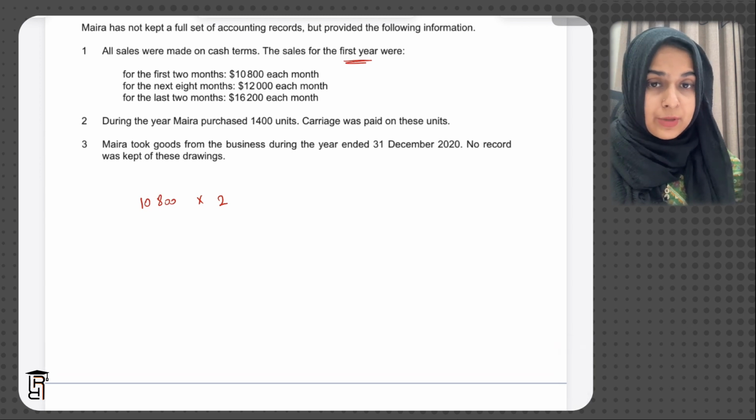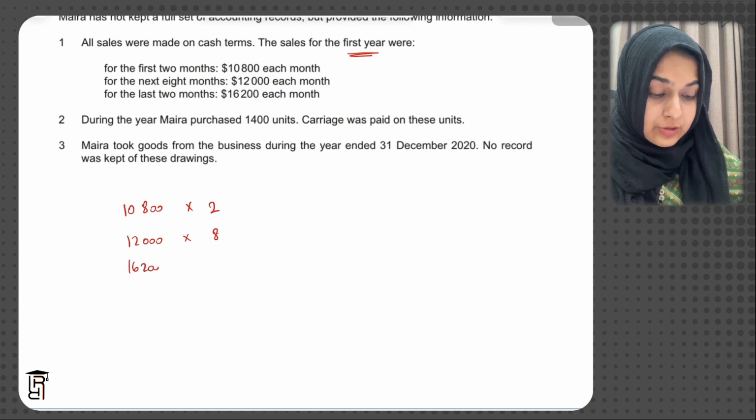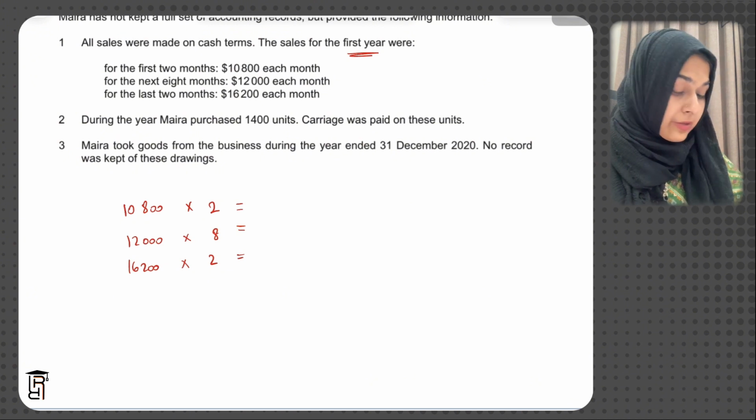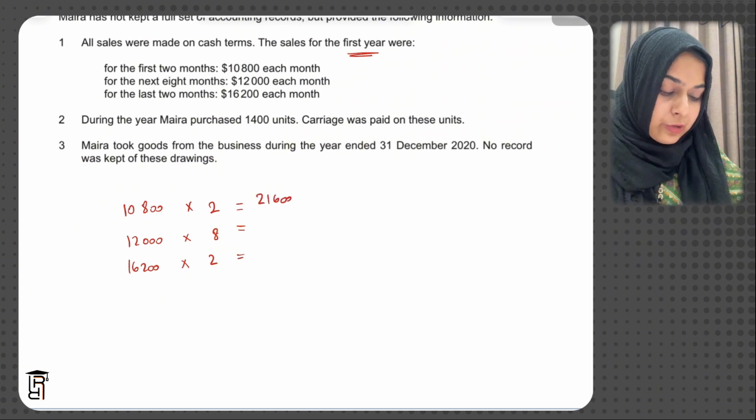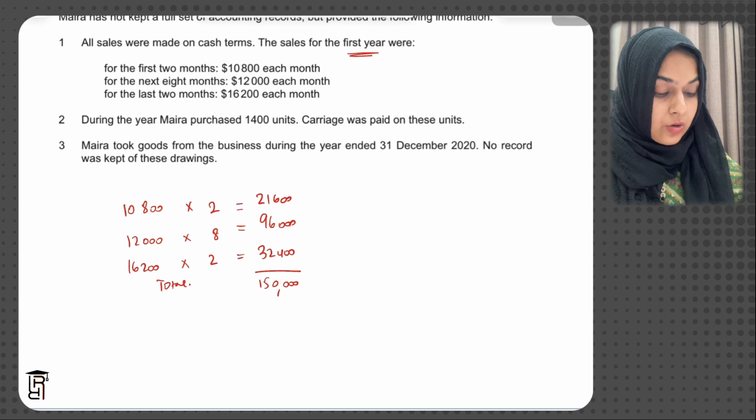The first value in the income statement is revenue. So you write here 10,800 multiplied by 2. Also 12,000 for the next 8 months. So 12,000 multiplied by 8, and 16,200 multiplied by 2. So you get here 3 values for revenue for this year. The first value here will be 21,600. The second value here will be 96,000. And the third value here will be 32,400. When you add these up, you get 150,000. This is my total revenue in this question.